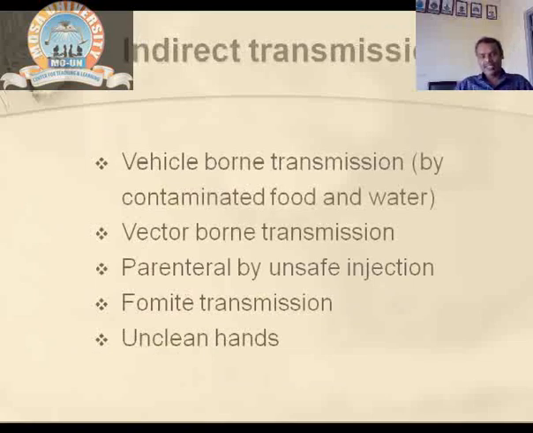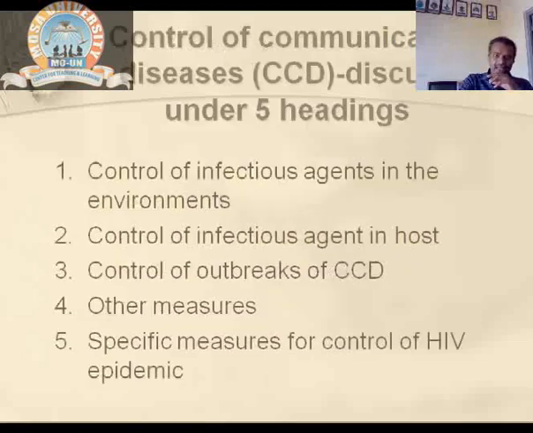Then indirect transmission is vehicle-borne transmission, by contaminated food and water transmitted from one place to another place. The vehicles are the contaminated water and food, taking the virus from one place to another. Then vector-borne transmission, parenteral transmission by unsafe injections, fomite transmission, and unclean hands. These are all the ways indirect transmission happens.